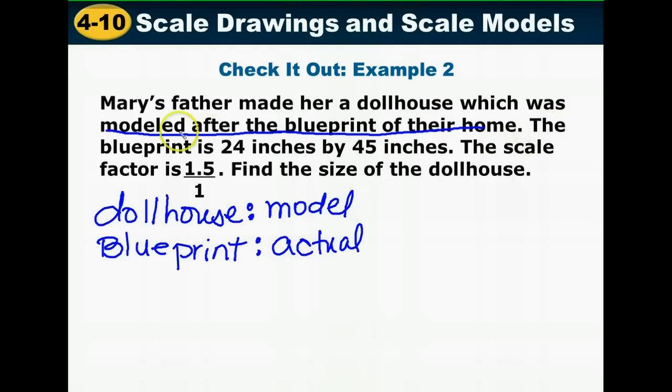And then it tells me that the blueprint is 24 inches by 45. So let's go ahead and draw that here. Let's say this is 24 by 45. And then the scale factor is 1.5 to 1. Now because the scale factor is 1.5 to 1, and that number is bigger than 1, I know they made a bigger model.